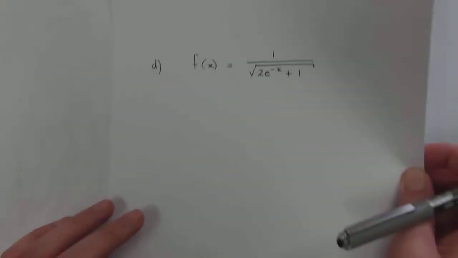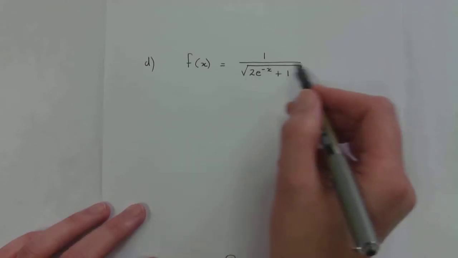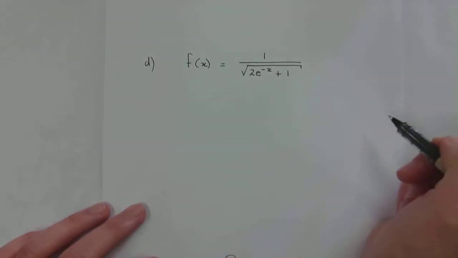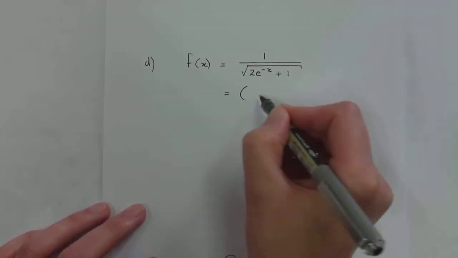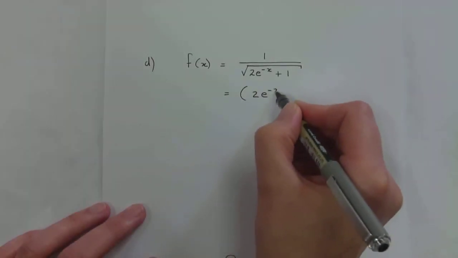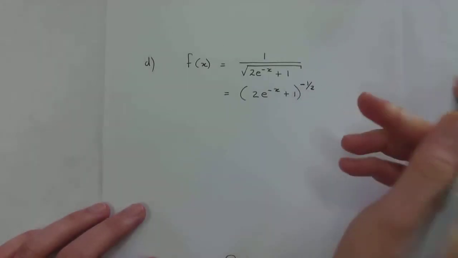Okay, next one. The next one, we've got f of x is equal to 1 over the square root of 2e to the power of negative x plus 1. Now, I would first go and change this a little bit, and I would change it by making it 2e to the power of negative x plus 1, and make that to the power of negative a half. It just makes everything a little bit easier.